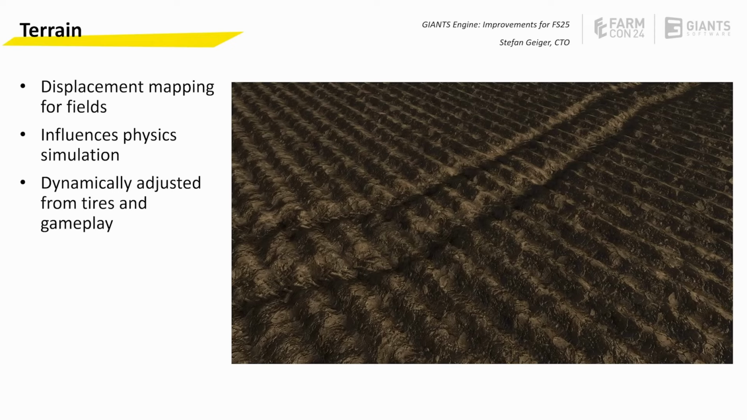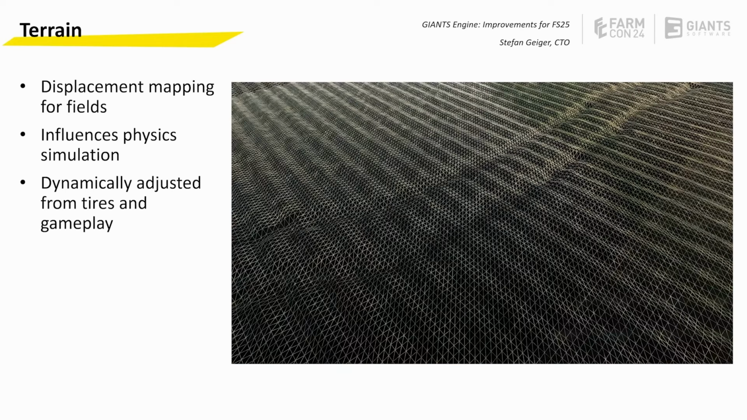And it does say there is dynamic adjustment from tyres and gameplay, so maybe different styles of tyres will leave different tracks, and heavier vehicles could even cause deeper tracks. But I don't know for sure because this is the only information we got about it. And until we find out more, we won't know what extent the ground deformation goes to. However, it's nice that we're definitely getting some sort of ground deformation in the game, as it's been a highly requested feature for a long time.